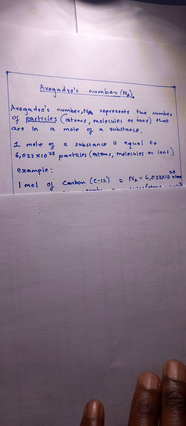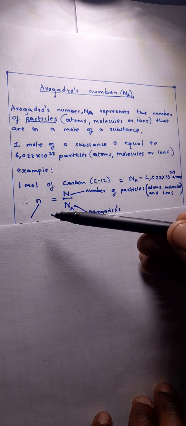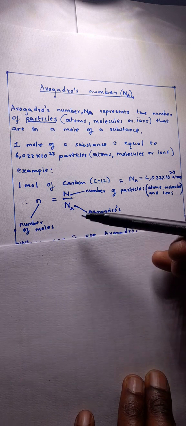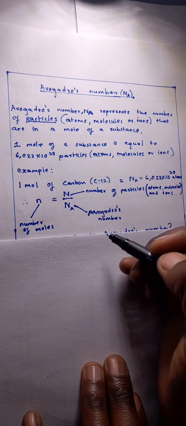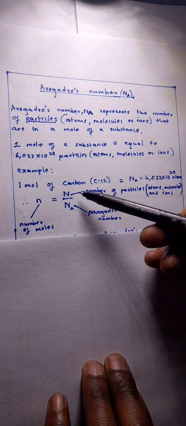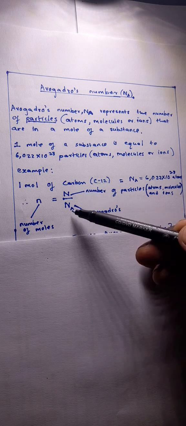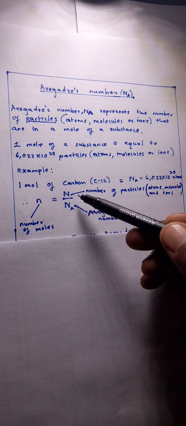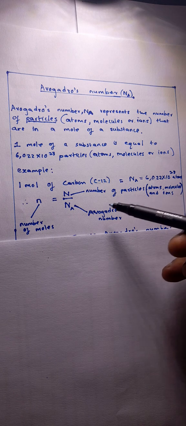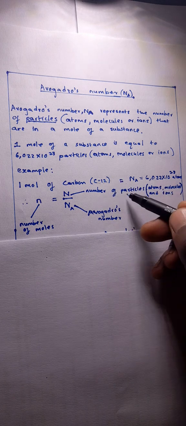So now let's look at the formula that we have here. Number of moles, which has an SI unit, mole, is exactly equal to number of particles over Avogadro's number. What are these number of particles? As said, atoms, molecules, and ions. So these are the particles that we are talking about.